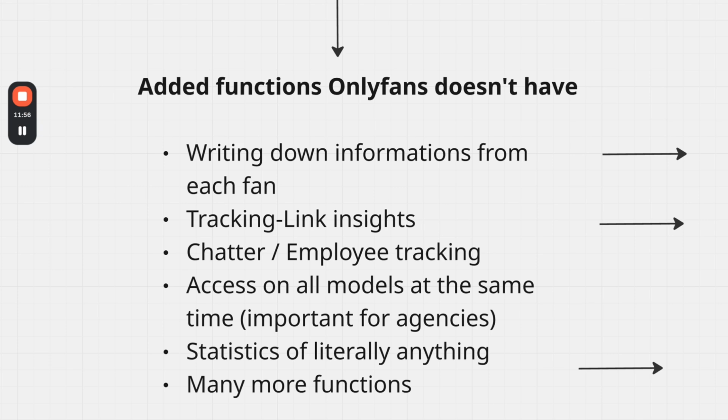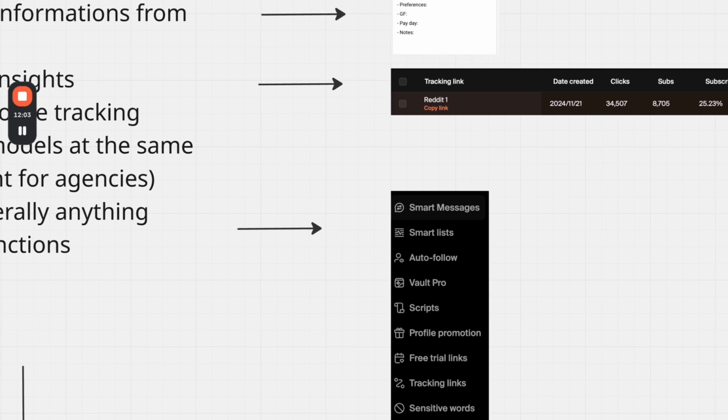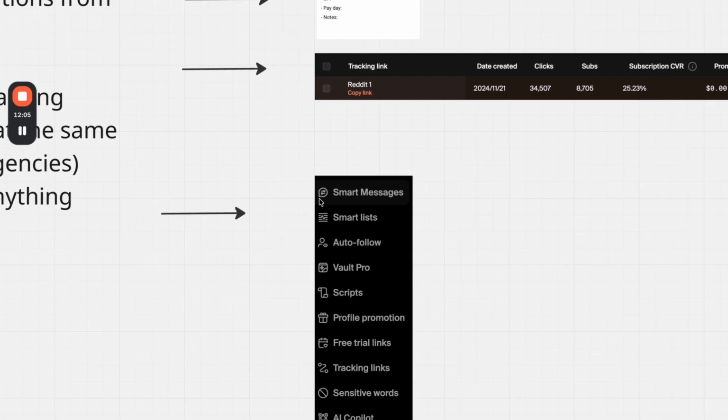And the next thing is that there's, besides those three things I just mentioned, so many more options, and I can show you that here. You have something which is called smart messages. You can check that out as well. Smart lists. You can list the fans properly. You have auto follow. You have Vault Pro where you can manage your content properly.